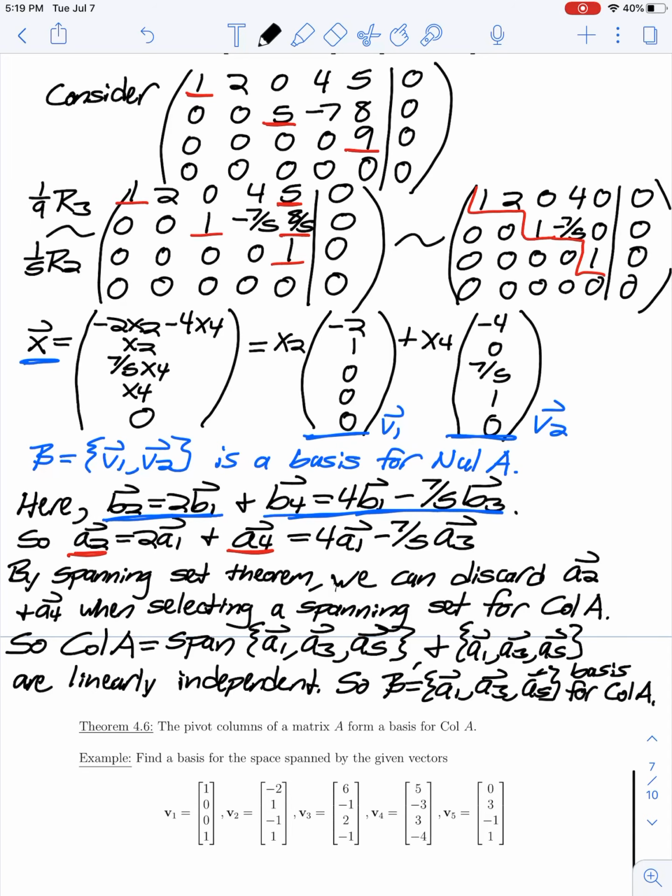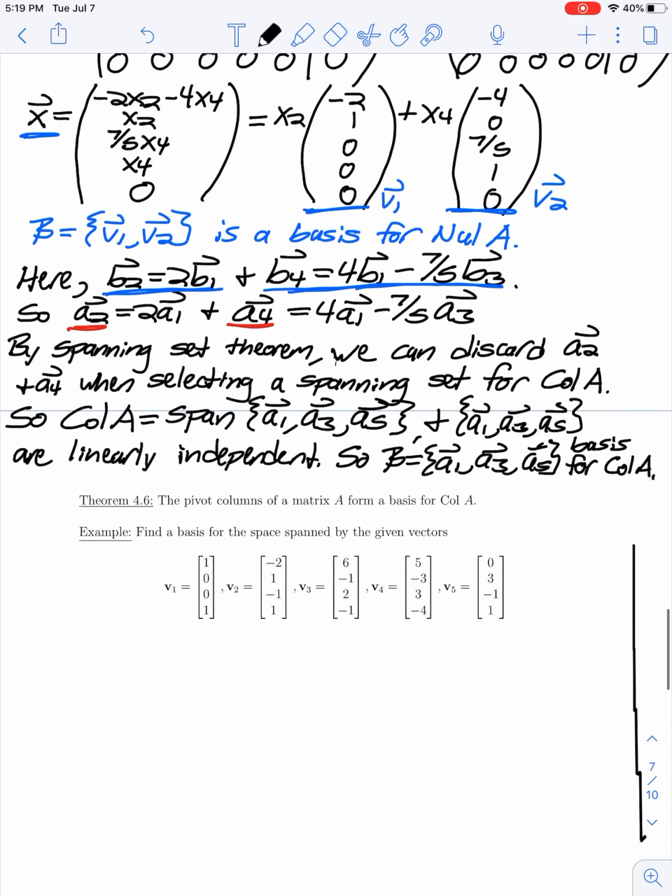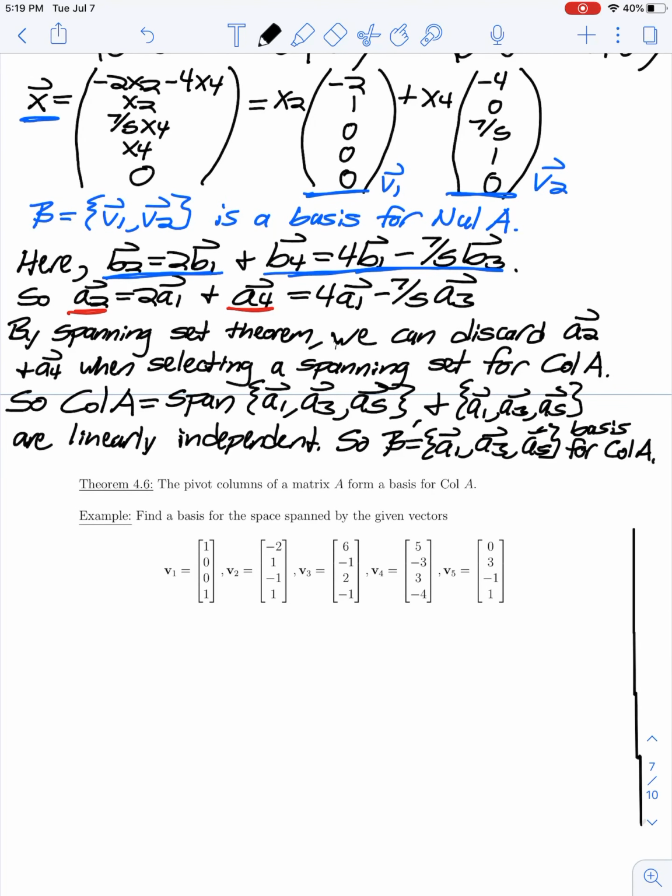All right, running out of room here. This example shows how we could find the basis for a null space of a matrix, or by row reduction of a matrix, we could find a spanning set or a basis for the column space of that matrix. So these last two examples can be generalized to establish the following theorem, 4.6, which says that the pivot columns of a matrix A form a basis for the column space of A.